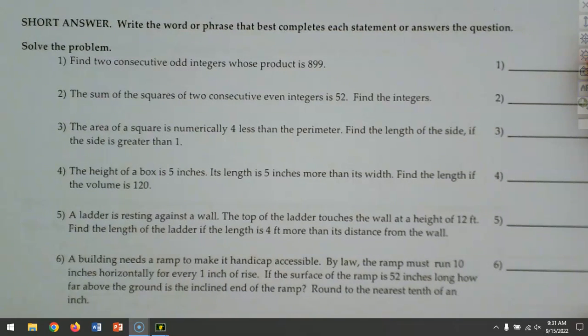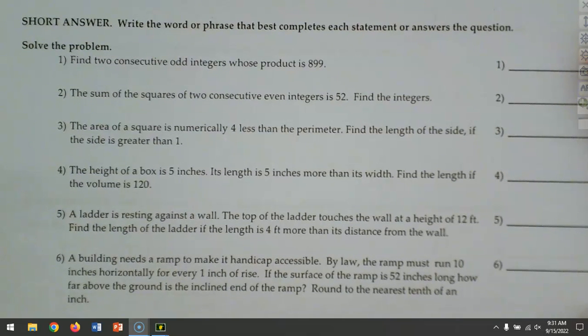And so this is working with the square. What's special about a square is that all the sides are the same, right? So let's see how they relate. And this works with the area and the perimeter. It says the area of a square is numerically 4 less than the perimeter. Find the length of the side, and it says if the side is greater than 1. So when we get our answer, we just need to make sure that whatever we get is greater than 1, and it will be. Now we don't have to worry about the 0.